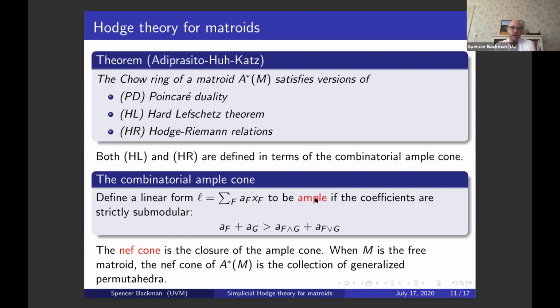So when M is the free matroid, so that our Bergman fan is the braid arrangement, the nef cone is exactly the collection of generalized permutahedra. So if you want to, you can think about this nef cone as a matroidal extension of the set of generalized permutahedra. But they're no longer polytopes, they're just linear functions.